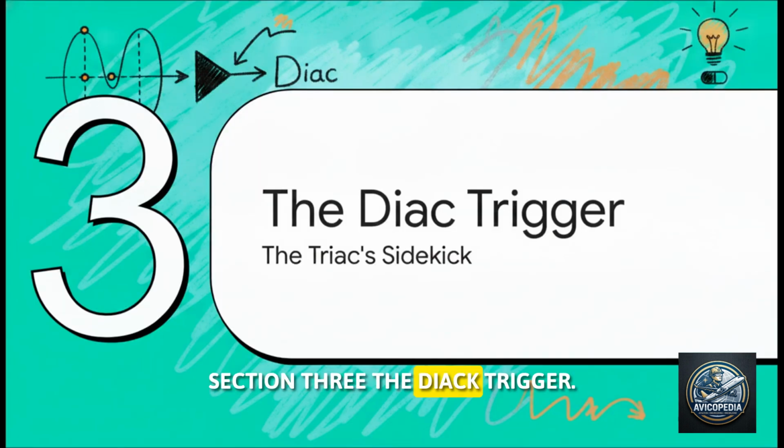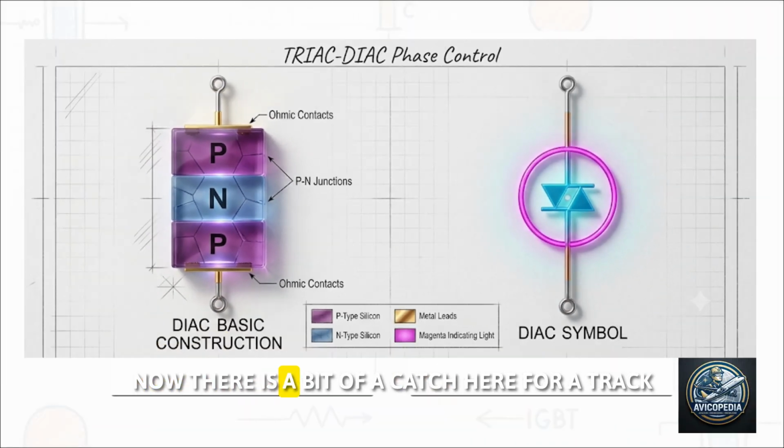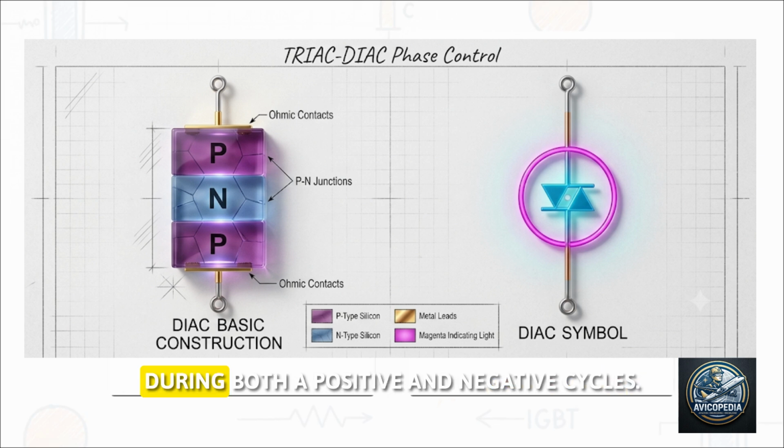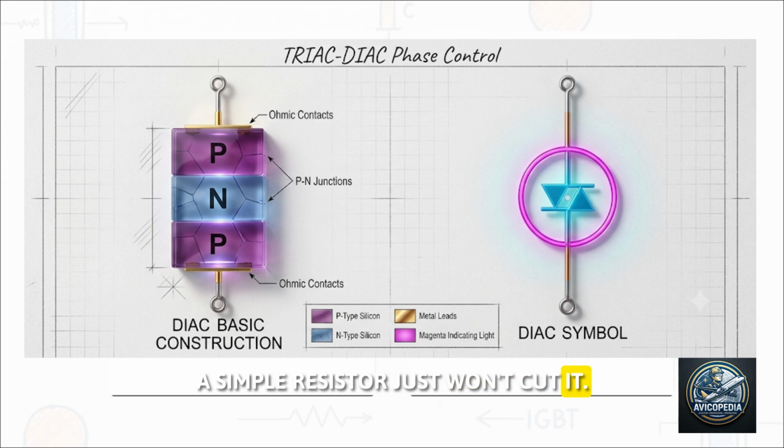Section 3, the DIAC trigger. Now, there is a bit of a catch here. For a TRIAC to smoothly control power, especially in everyday things like light dimmers, it needs to be triggered at the exact same point during both the positive and negative cycles. A simple resistor just won't cut it. The TRIAC needs a precise, reliable sidekick.